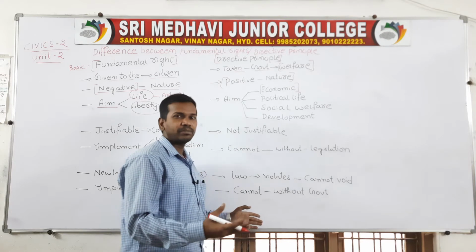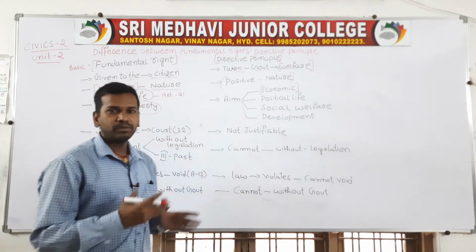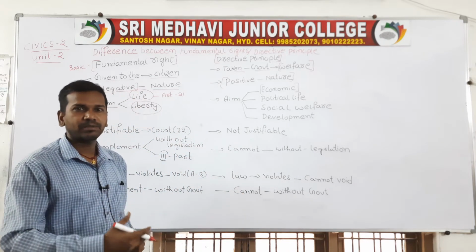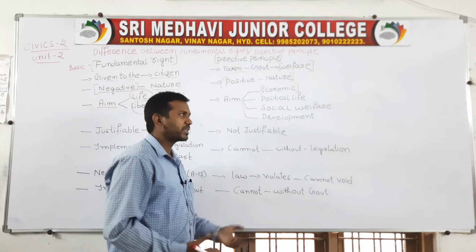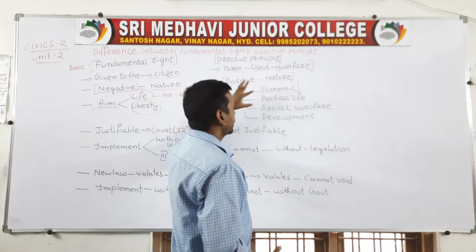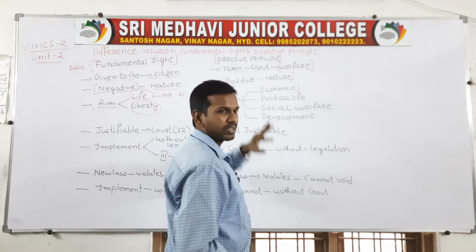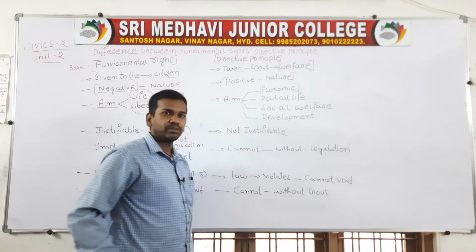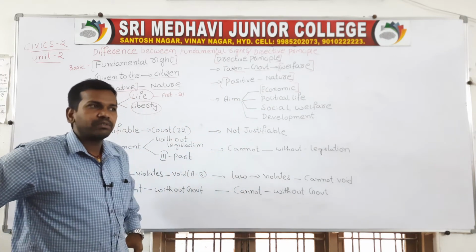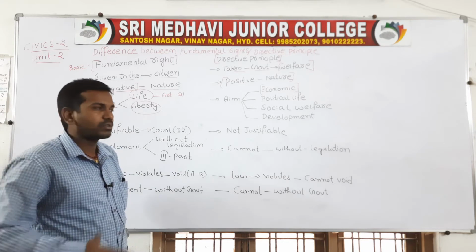If the government develops industries, people will get jobs. If people get jobs, they are able to survive and earn more income. If they get more income, the economic life will automatically improve. The aim of directive principles is also to provide political life. Political life should be very good. Regarding politics, their life should also improve.